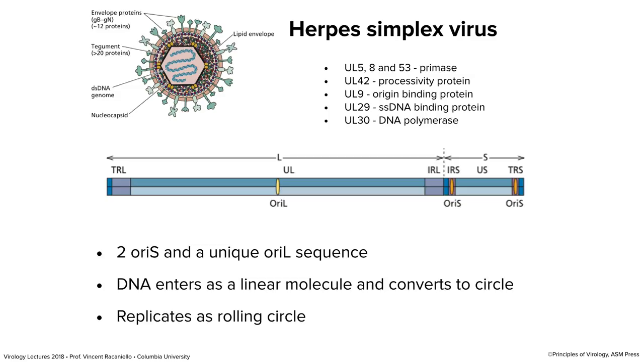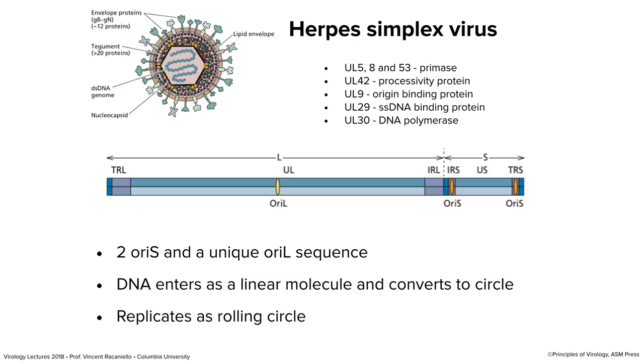You can see an ORI-L and two ORI-Ss. Why would you have more than one? Probably so it's a big DNA molecule, so you can replicate it in a timely fashion. And as we'll see, the DNA comes in as a linear molecule, is converted to a circle, and it replicates as a rolling circle. We'll see what that is in a moment. But I just want to point out here in the upper right, these are all viral proteins that participate in DNA replication. For the simplest virus, SV40, these all come from the host. They all came from the host with the exception of T antigen.